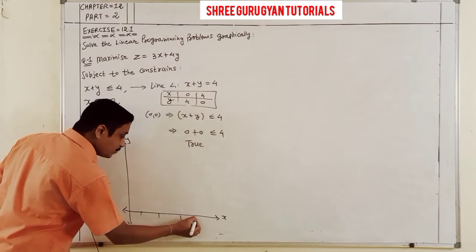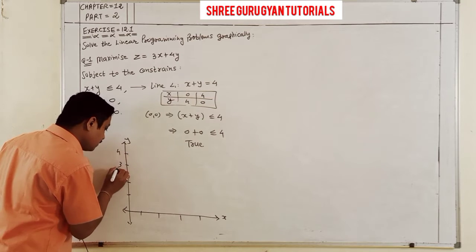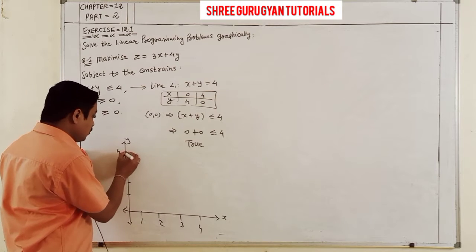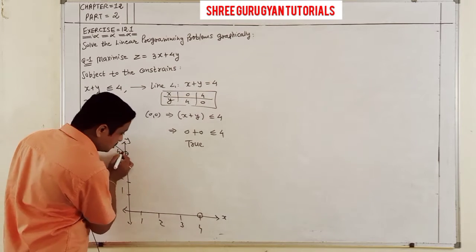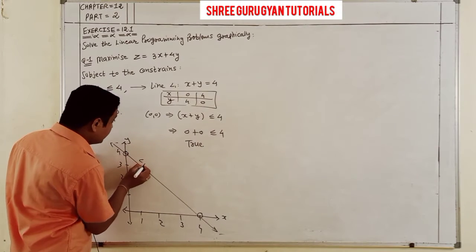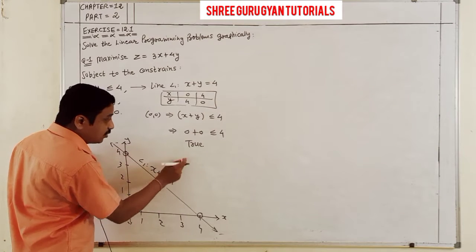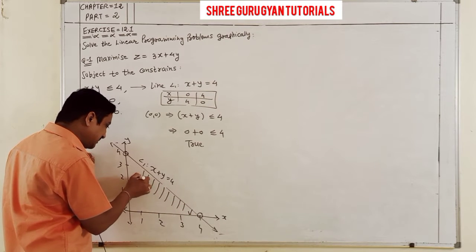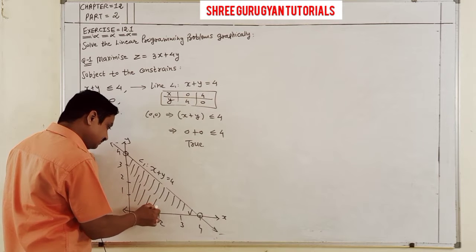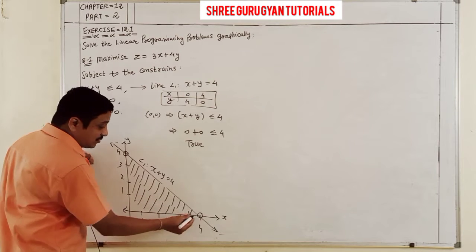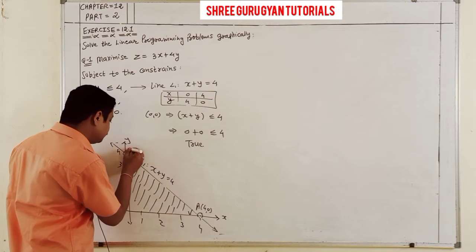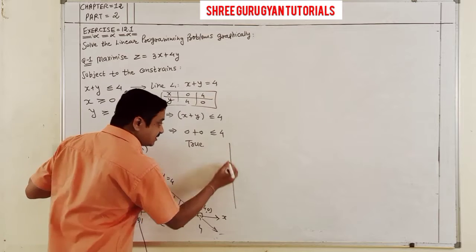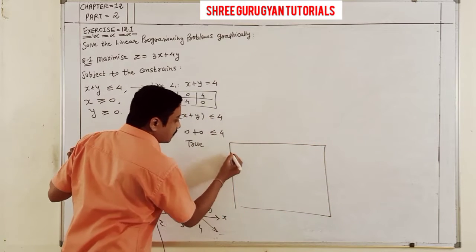1, 2, 3, 4 on both axes. It is (0, 4) and (4, 0). Just connect the points to draw line L1, x + y = 4, and your graph is towards the origin side, this side. And definitely you have the corner points (4, 0), (0, 4) and (0, 0). So my last answer table is here.